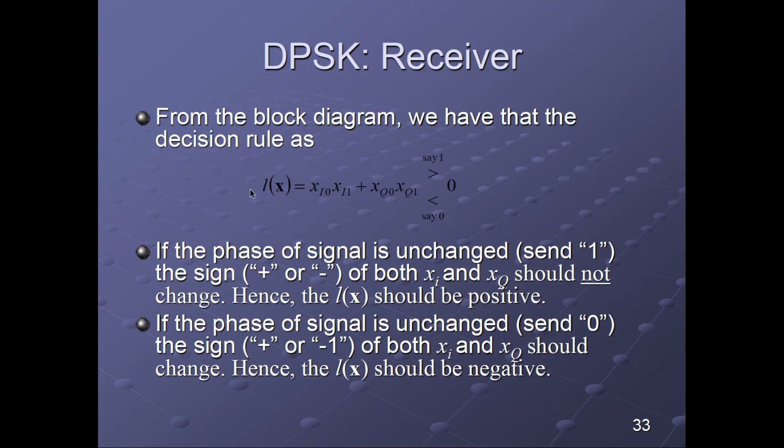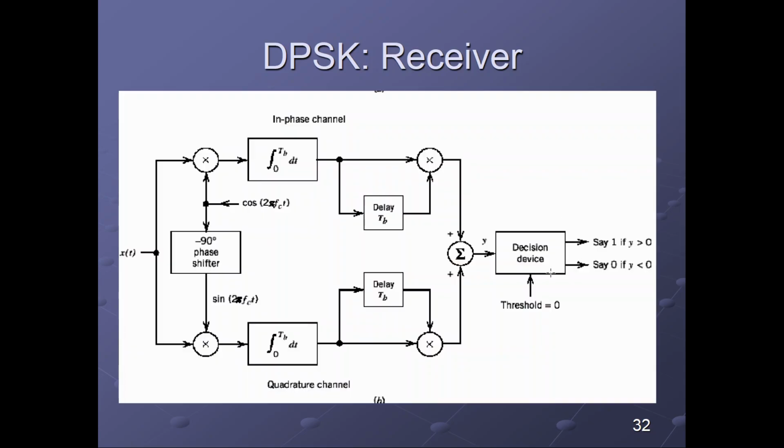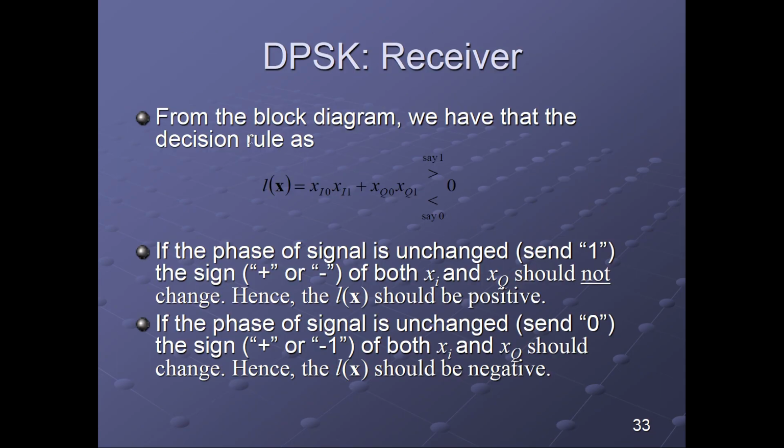And this is the mathematical rule that I used to decide. From the block diagram, we have that decision: if xI0 multiplied by xI1 plus xQ0 multiplied by xQ1 is greater than 0, then 1 was transmitted. If it is less than 0, then 0 was transmitted. If the phase of the signal is unchanged, send 1. If it is changed, send 0. This is the thing you need to consider.